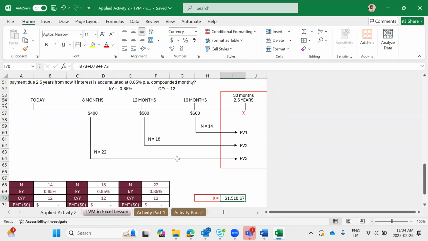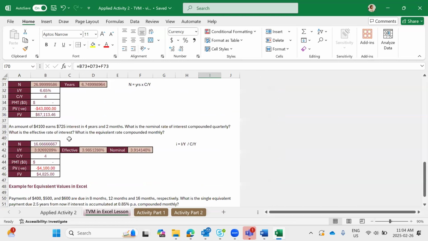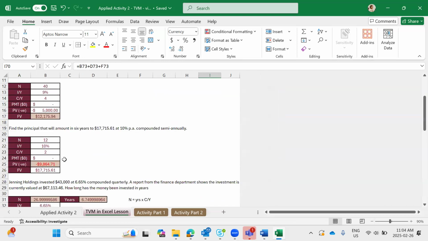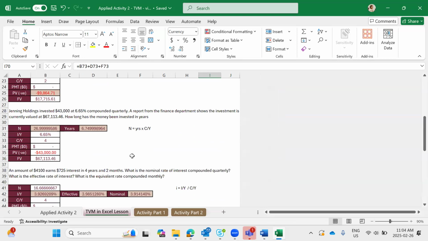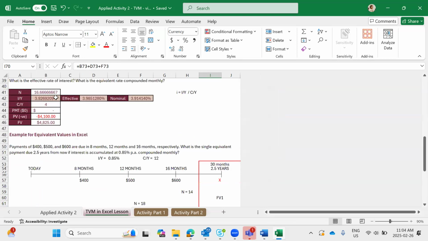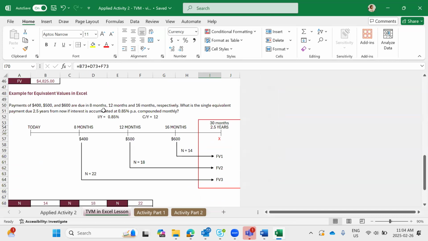So in this lesson today, we looked at all the individual formulas for finding FV, PV, N, and IY. Then we looked at how you can solve an equivalent value problem in Excel.